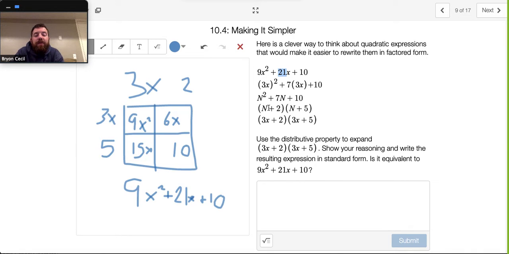So now, instead of getting this tricky a is greater than 1 hard problem to factor, we now have n squared plus 7n plus 10. Well, that's easy. Multiples of 10 that when I add them together I get a 7: 5 and 2. So I get n plus 2, n plus 5. Now hold up. We know what n is. n is representing 3x. So let's plug the 3x back in, and I get 3x plus 2, 3x plus 5. You just found out that is an equivalent expression, and we checked our answer. Okay?